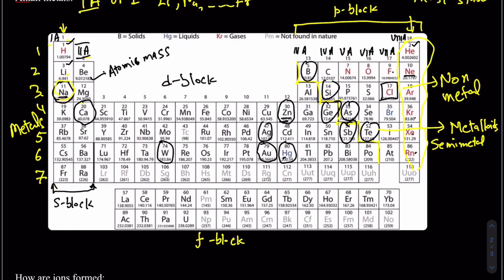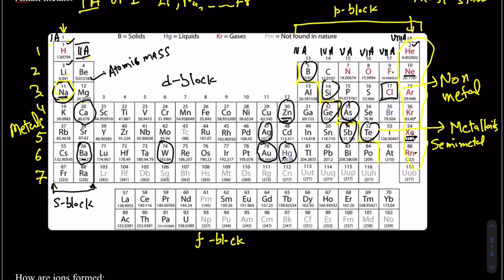Well, let me ask you this. How many electrons should barium lose? Well, the closest noble gas to barium is going to be xenon here, which is only 2 electrons behind, so it should lose 2 electrons. That's one way of looking at it.